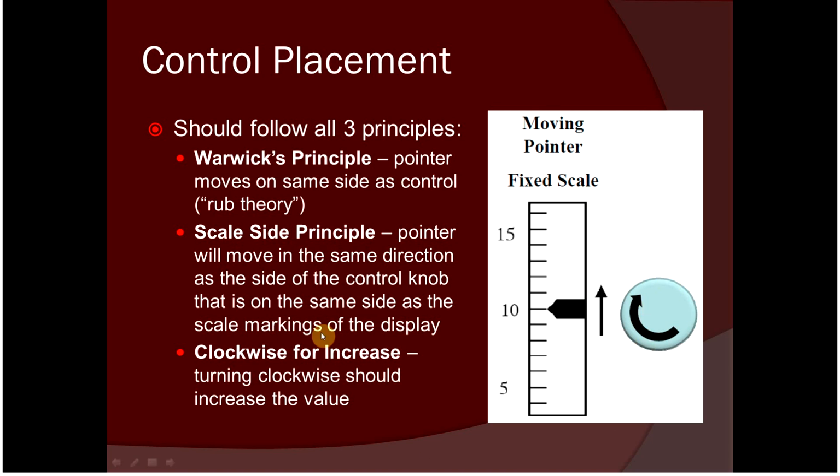And that's really important. And the last one is clockwise for increase. We always have this idea that turning it clockwise makes the system go to the right or left. If I turn it counterclockwise, to the left, clockwise, to the right. But also, it's the same idea that turning it to the right makes it increase. So I turn to the right, I'm getting a larger value. So that's clockwise for increase. All right, know these three principles. That lets you know where to put your control knob with regard to your display.